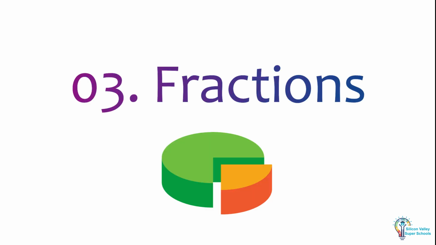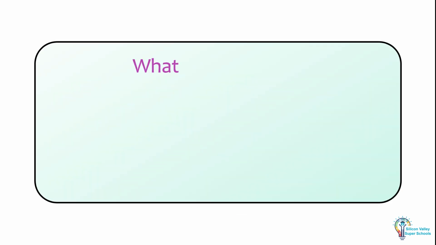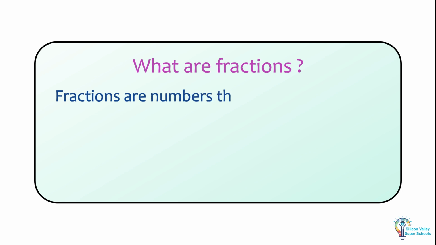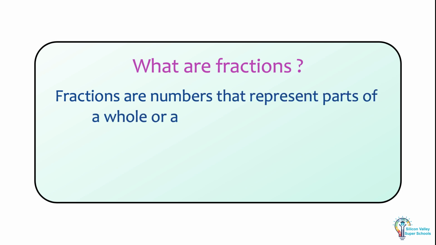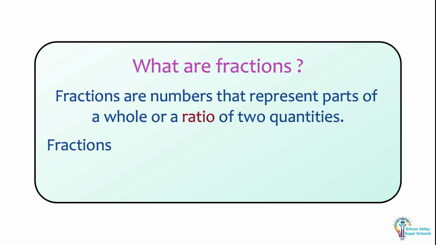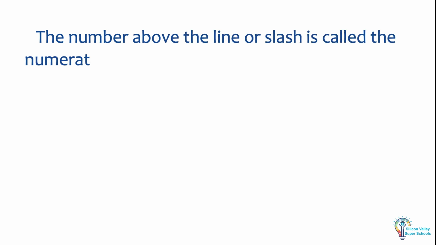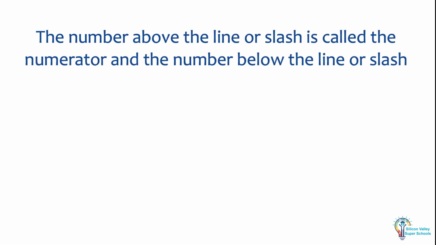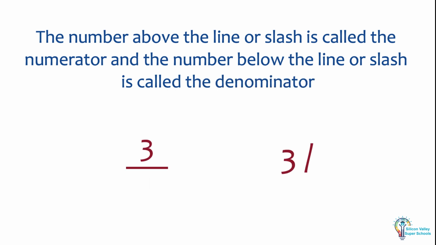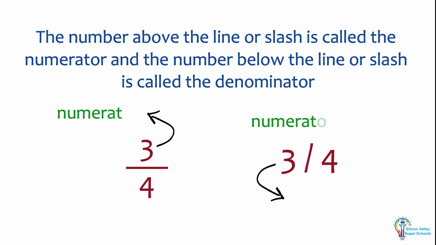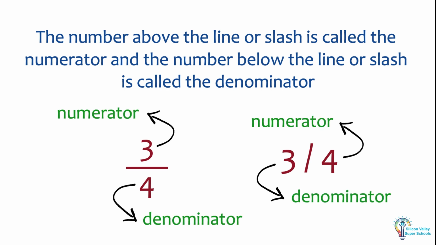Now let's move on to fractions. What are fractions? Fractions are numbers that represent parts of a whole or a ratio of two quantities. Fractions are written as two numbers separated by a horizontal line or a slash. The number above the line or slash is called the numerator, and the number below the line or slash is called the denominator. For example, in the fraction 3/4, 3 is the numerator and 4 is the denominator.